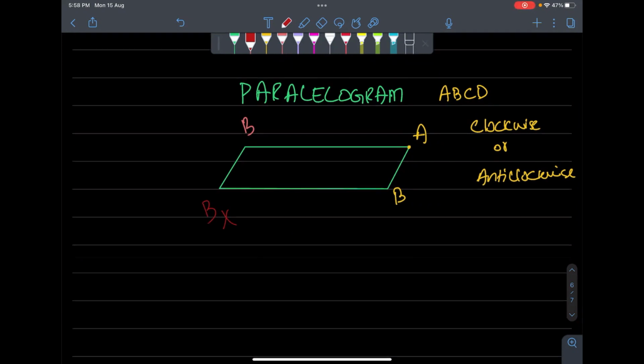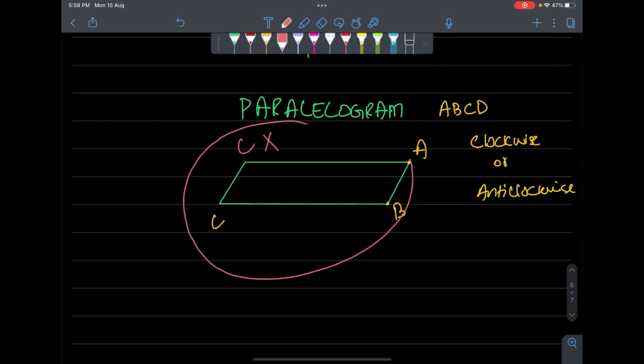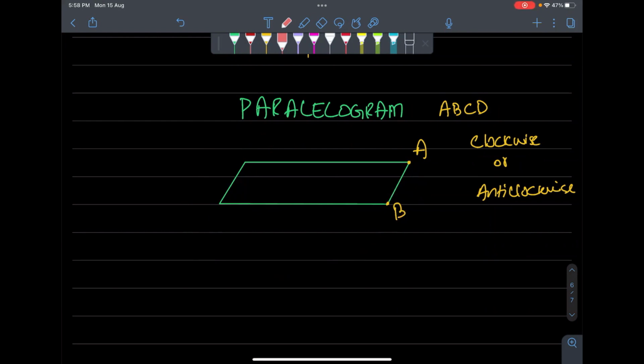So let's say I choose clockwise. This is B. Now, what will be C then? If somebody writes C over here and somebody writes C over here, this is wrong, because we have to move clockwise. So C is here and D is here. Any problem? This is important what I'm about to tell you. I hope there's no problem with this. This was easy, I think.